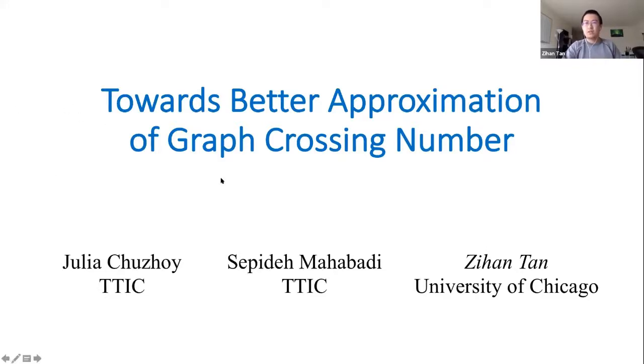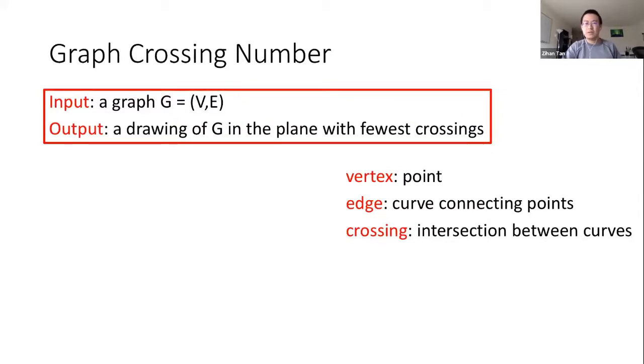Okay. So the graph crossing number is a well-known problem in graph theory and graph algorithms. Its input is simply a graph, and the goal is to compute a drawing of the graph in the plane with minimum number of crossings. So what do we mean by drawing? We simply draw vertices as points and draw edges as curves connecting the points that correspond to the endpoints of the edge in the graph. And a crossing is simply an intersection between a pair of curves.